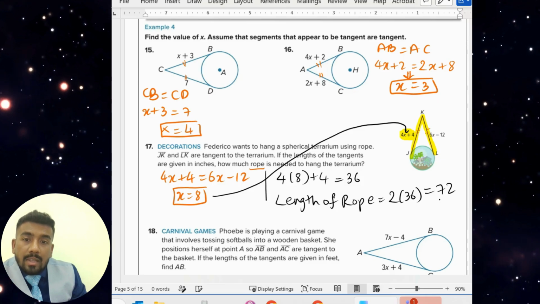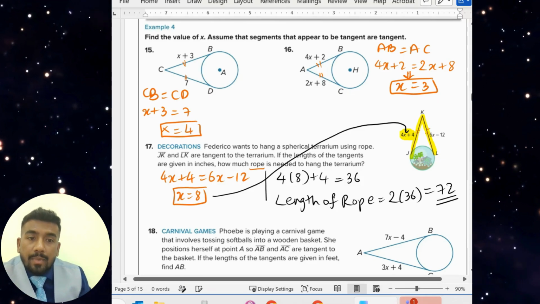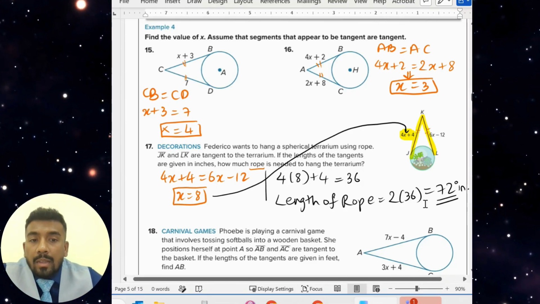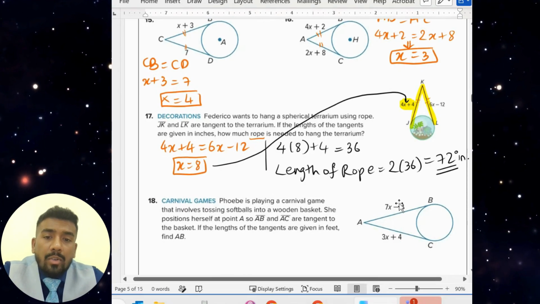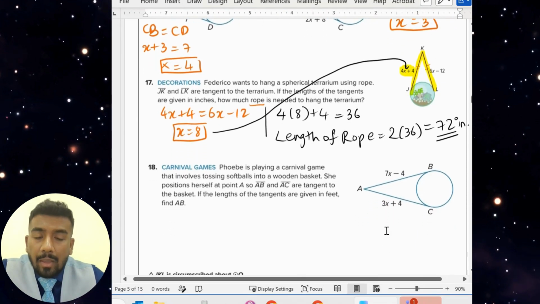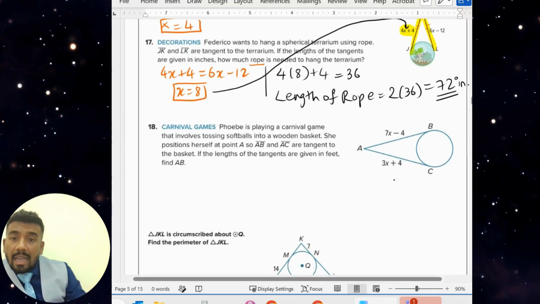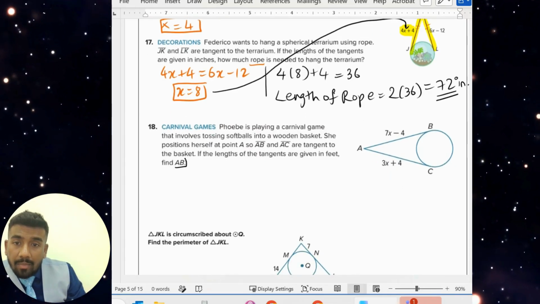72. So that's the length, in inches. Understood? So it's easy. Now I want you guys to pause this video and try this question by yourself. Make them equal, solve for x, and after you find x, find AB.